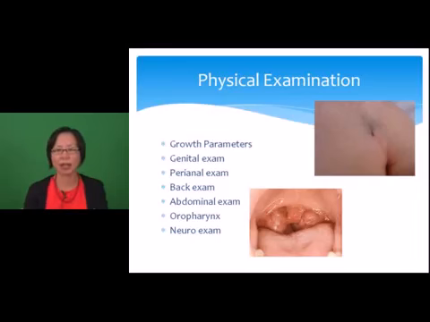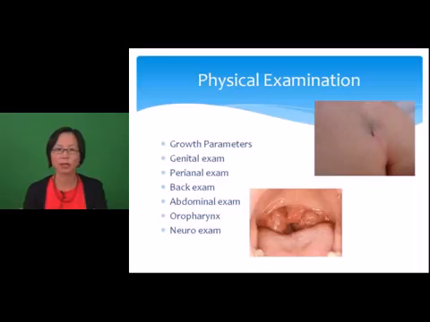And then you want to do a careful back exam. This shows a child that has clearly a sacral dimple as well as even a tuft of hair that should suggest perhaps an underlying spinal dysraphism, which may mean that this child has a neurologic reason why they are having inability to have bladder control.